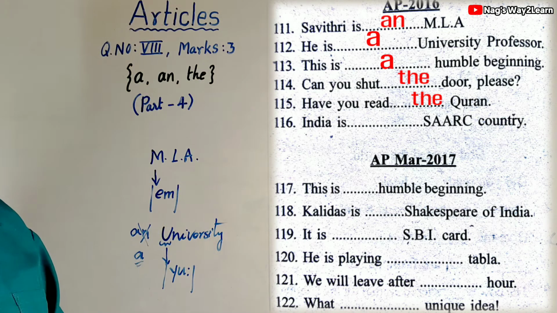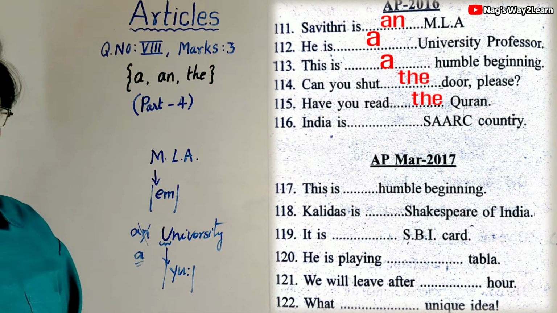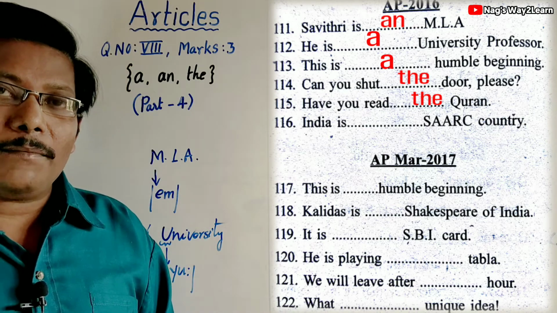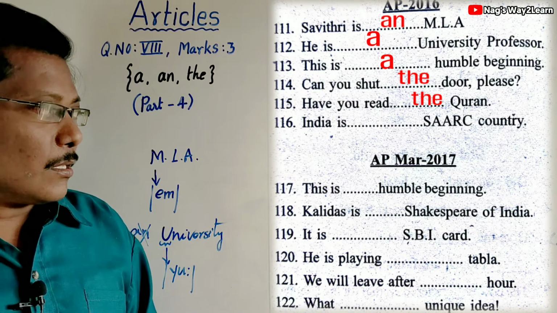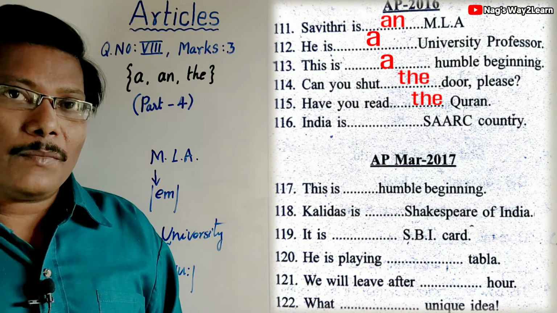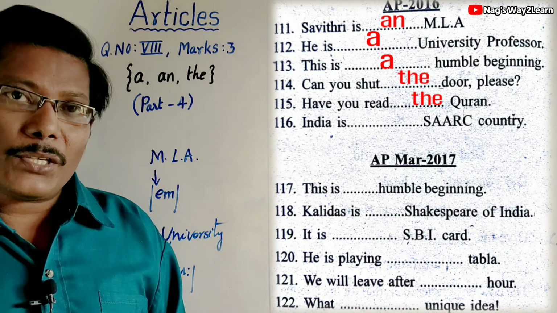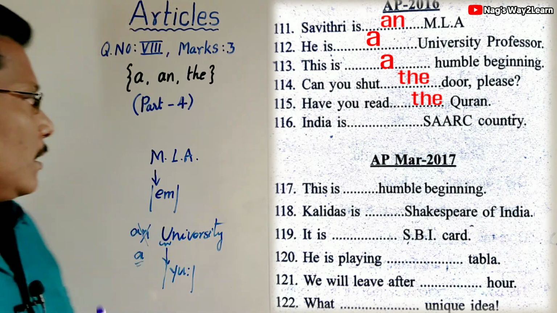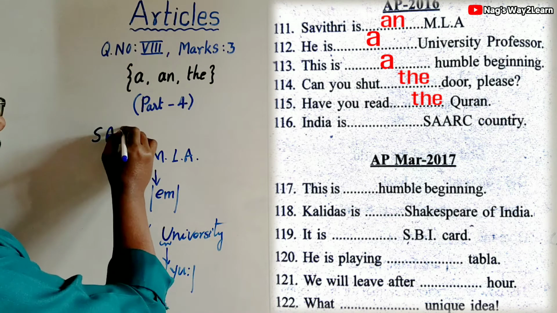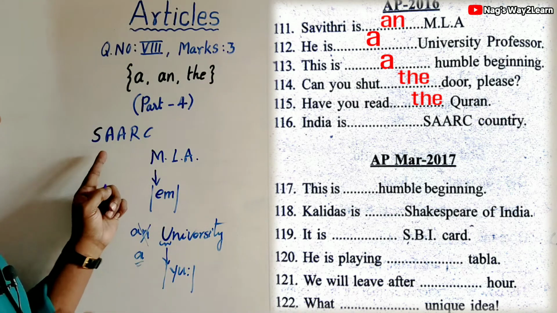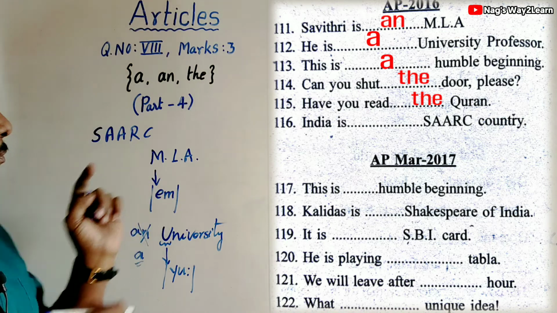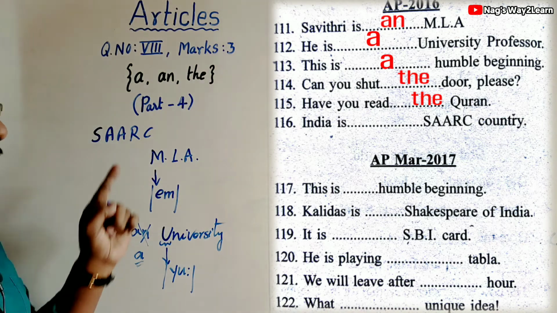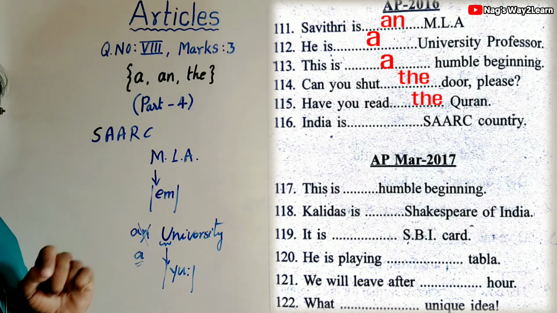So next one is, India is dash SAARC country. What is SAARC? SAARC means South Asian Association of Regional Cooperation. This is a group of some countries. So actually SAARC looks like an abbreviation, but there is some difference between an abbreviation and an acronym. This is not called abbreviation but acronym.